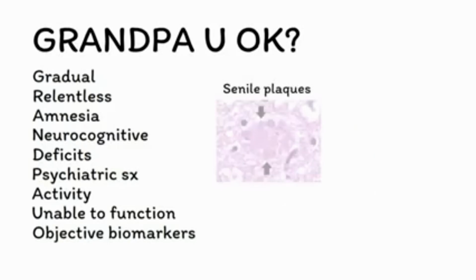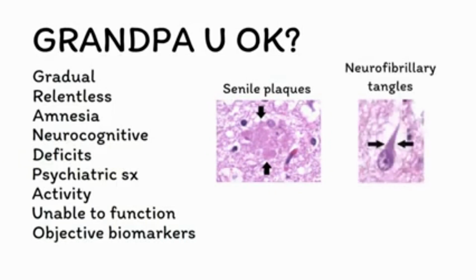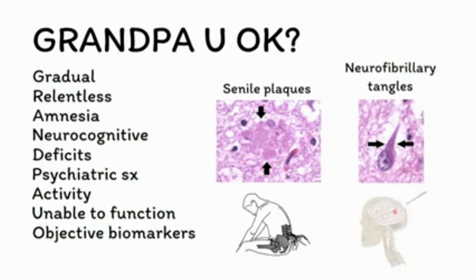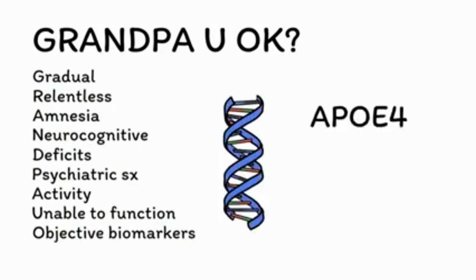Senile plaques consist of extracellular proteins known as amyloid beta that have clumped together, while neurofibrillary tangles are made up of a protein called tau. Levels of both amyloid and tau protein can be measured in cerebrospinal fluid by doing a lumbar puncture, while senile plaques and neurofibrillary tangles can be seen on brain biopsy. However, due to the invasive nature of these procedures, they are not routinely done as part of the diagnostic workup for Alzheimer's disease.